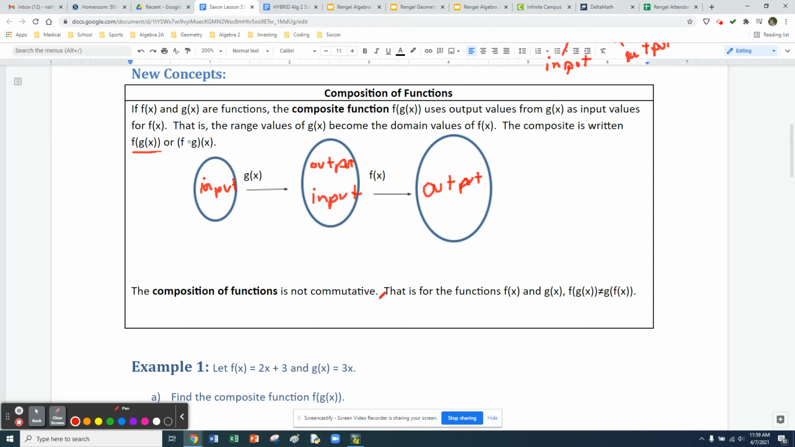Composition of functions are not commutative. So that means that if I do f of g of x, it's not going to be equal if I did g of f of x. Here I did the g of x function first, and then it took that output and put it into the f of x function. I cannot flip that around and have it give me the same result. And we'll see some instances of that not being commutative.